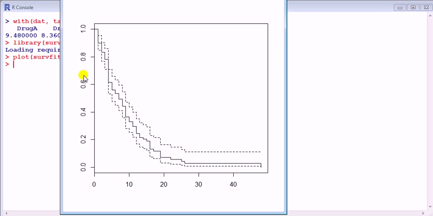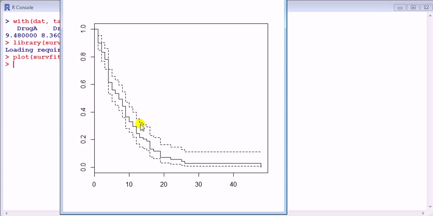You can see this estimate of the survival function is a probability, so that's why it's between the values of 0 to 1. The dark line there, that's the actual estimate, and the dotted lines are the confidence intervals, around 95% confidence intervals.